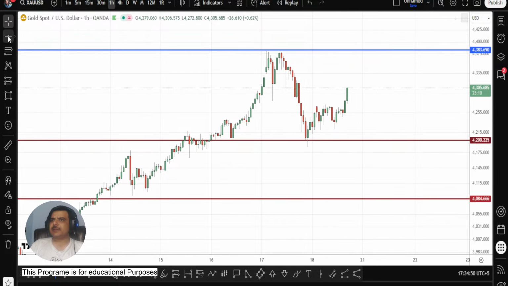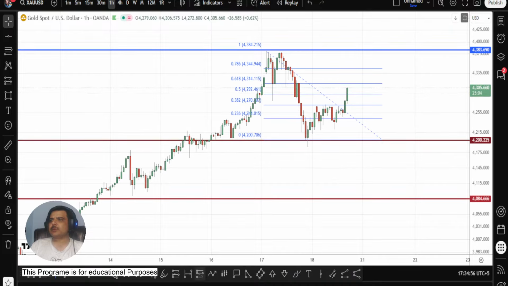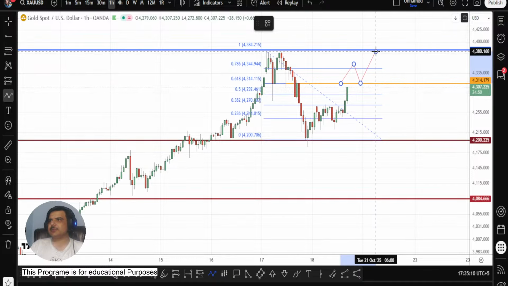We need a break above this Fibonacci. Once we get a break above this 43.14, then we can possibly look for this retest and continuation. Then we wait for here.